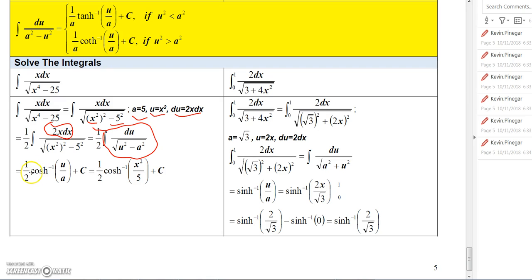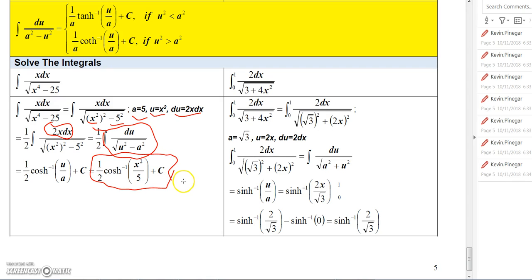And then it's going to be the inverse of the hyperbolic cosine of u over a, and then plus a constant. Now remember, u is x squared and a is 5, so let's plug those in. So we get 1/2 times the inverse hyperbolic cosine of x squared over 5 plus a constant. So there's your final answer.